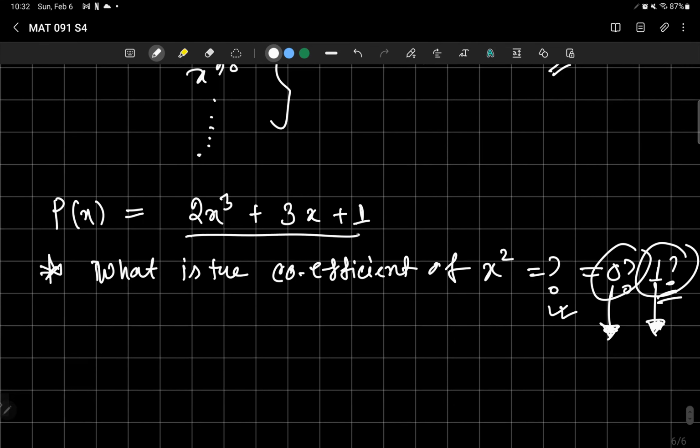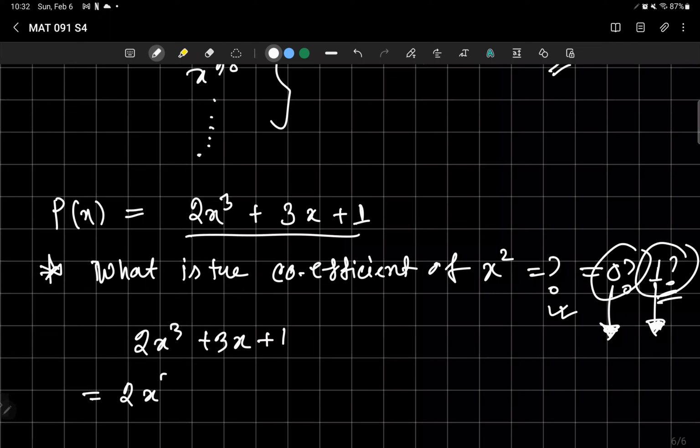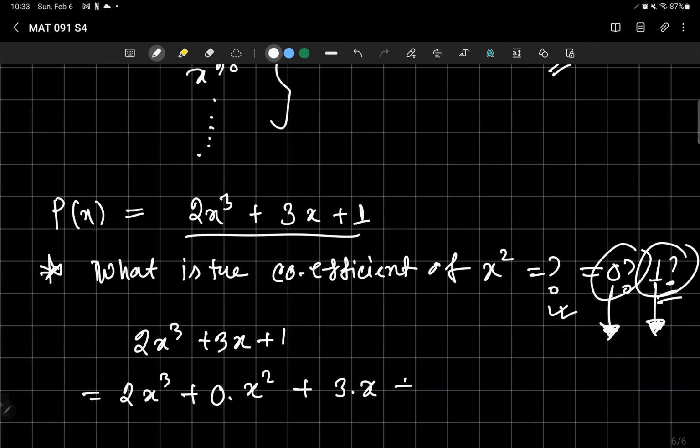So let's look at this expression, 2x cubed plus 3x plus 1. I can write it as 2x cubed plus 0 times x squared plus 3 times x plus 1 times x to the power 0, because x to the power 0 itself is 1. And in fact, I can just write the constant as 2 times x to the power 0. So the coefficient of x cubed is 2, the coefficient of x squared is 0, the coefficient of x is 3, and the coefficient of x to the power 0 is 2. Okay.